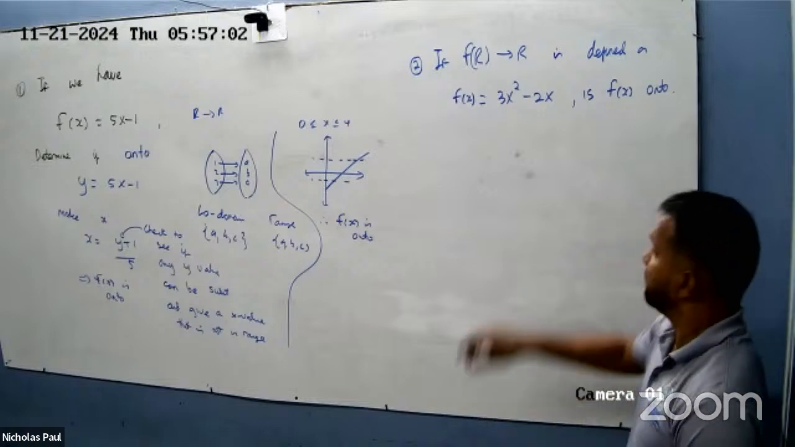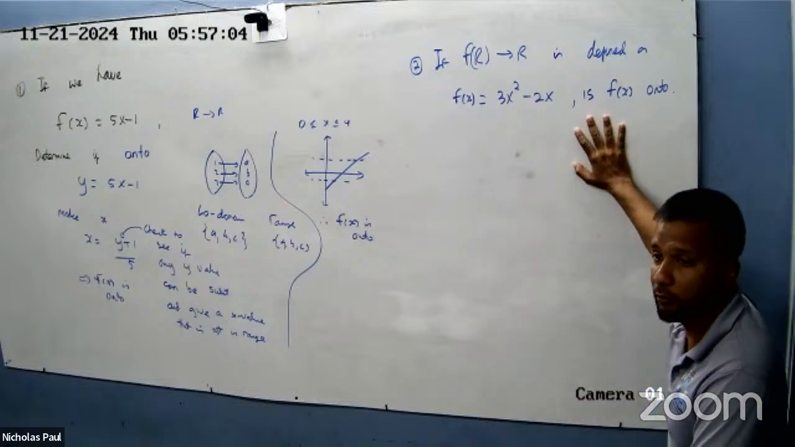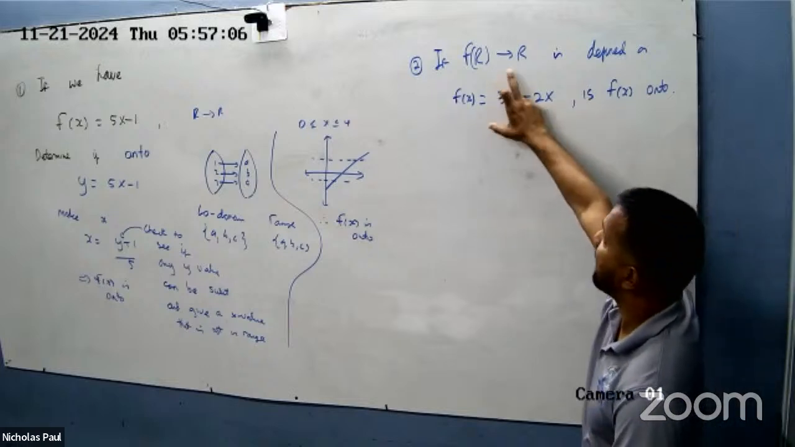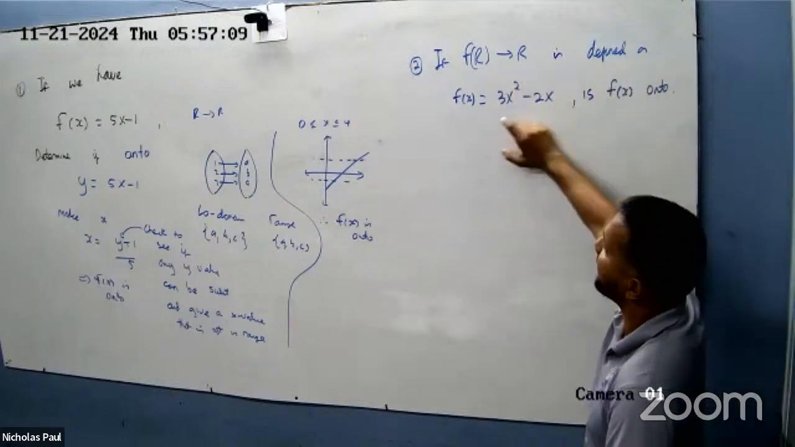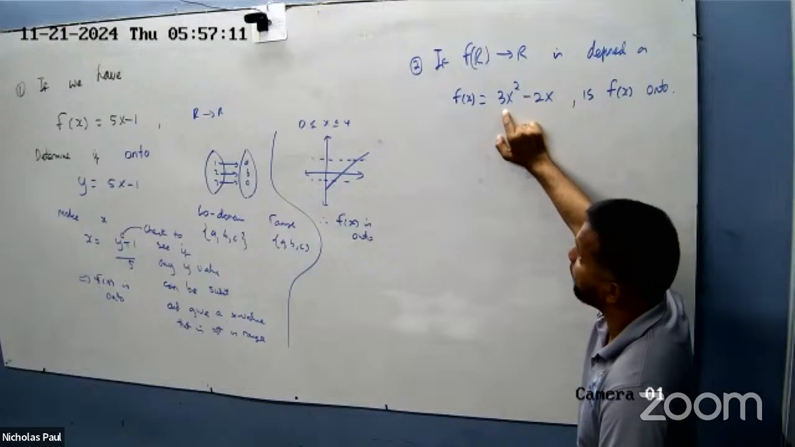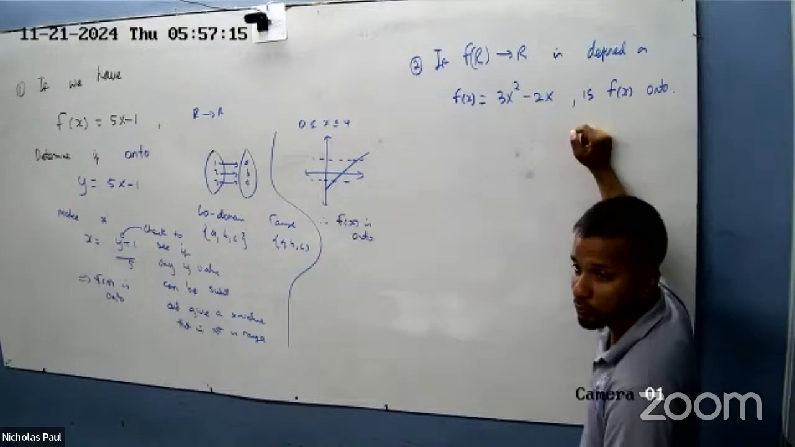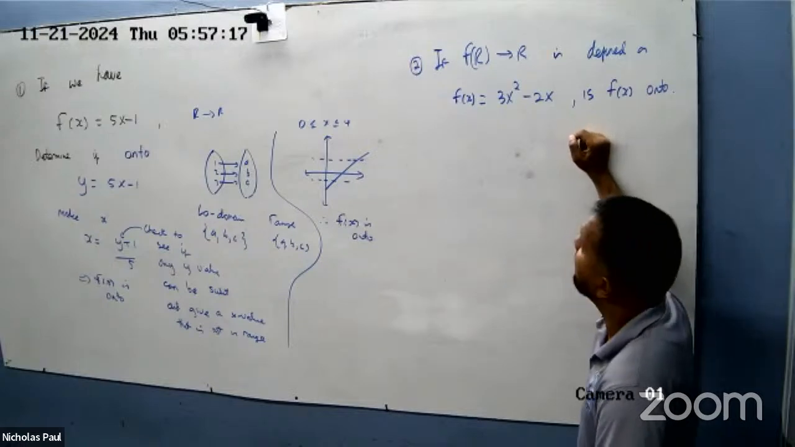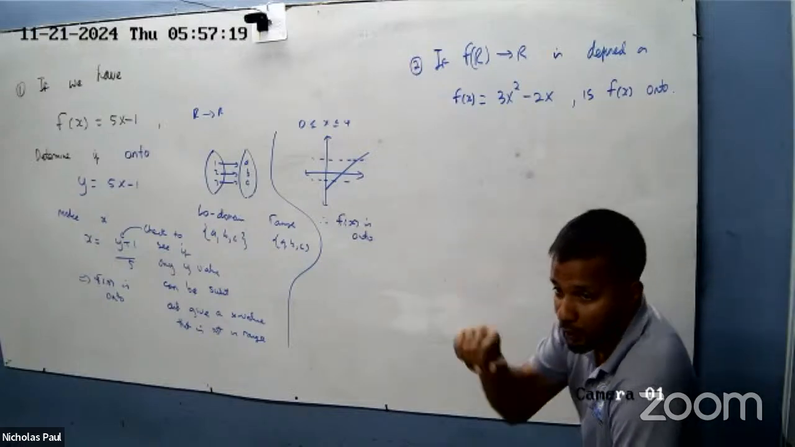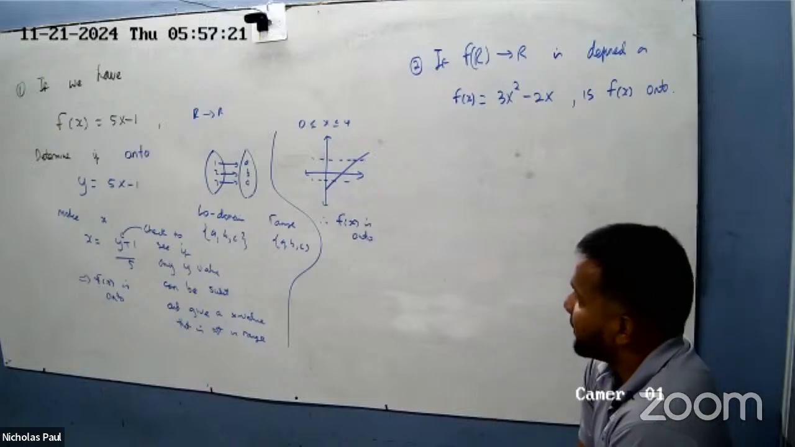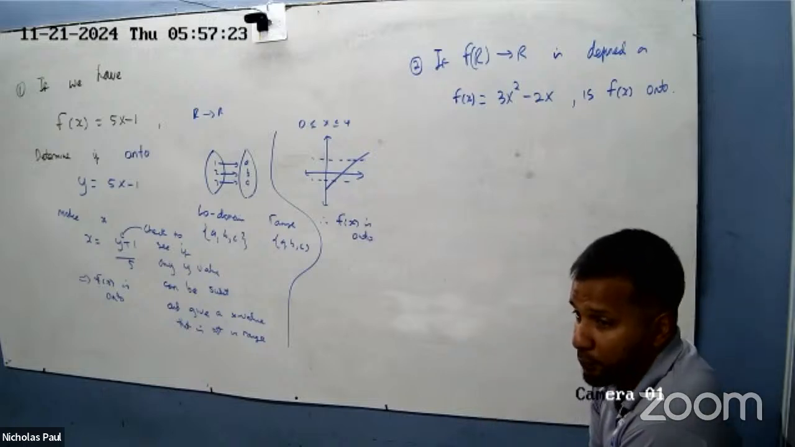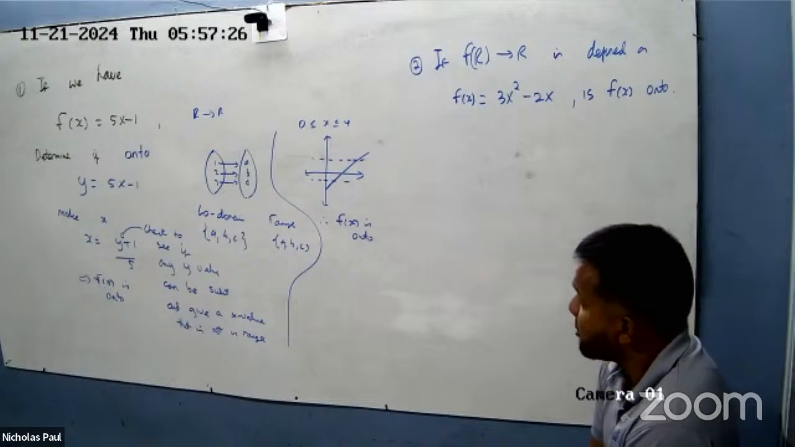Ready? So let's take a look at this one here. If f from R to R is defined as f of x equals 3x squared minus 2x, is f of x onto? How are we going to do this? What's the best technique for us to try?